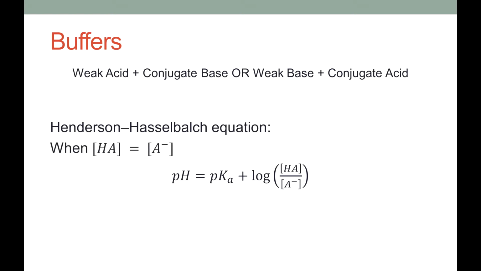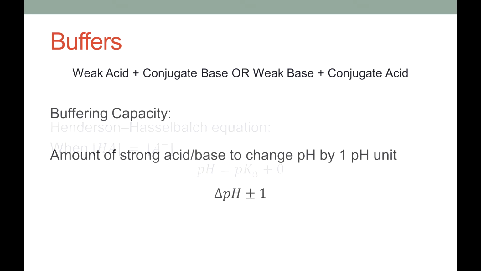From the Henderson-Hasselbalch equation, we can also see that when the concentration of the weak acid and the conjugate base are equal, the second term cancels, meaning that the concentrations are the same and the pH is equal to the pKa. Buffers resist changes in pH by neutralizing the added species, and we define the extent that a buffer can resist changes in pH by its buffering capacity. Specifically, the buffering capacity is defined as the number of moles of strong acid or strong base needed to change the pH of 1 liter of buffer by 1 pH unit.